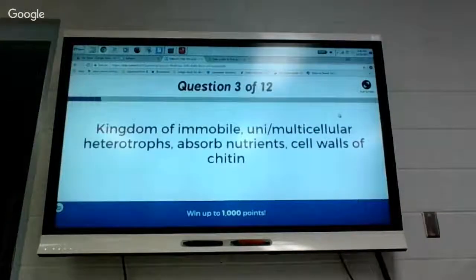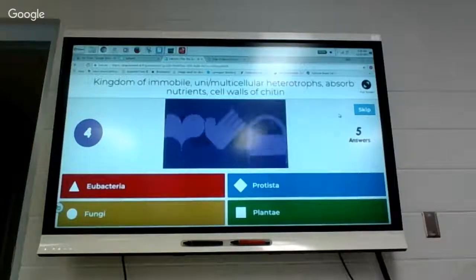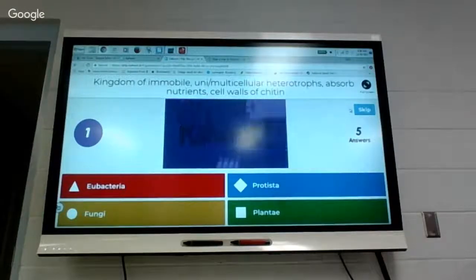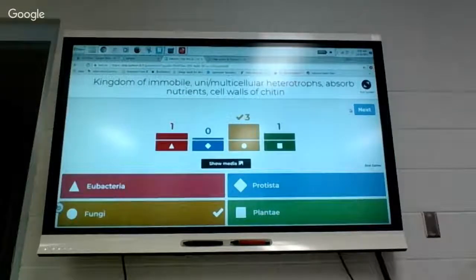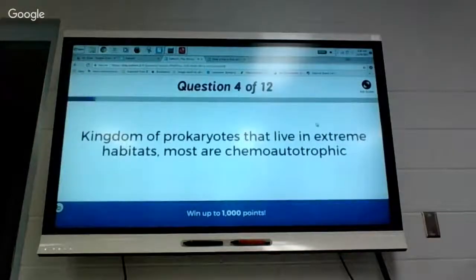Greg's in the lead. Okay. Can't move, uni or multi, heterotrophs. So they can't make their own food. They're going to eat what they grow on. So they're going to absorb their nutrients from whatever they grow on. Cell walls of chitin. Okay, so prokaryotes, we're talking about one of these.